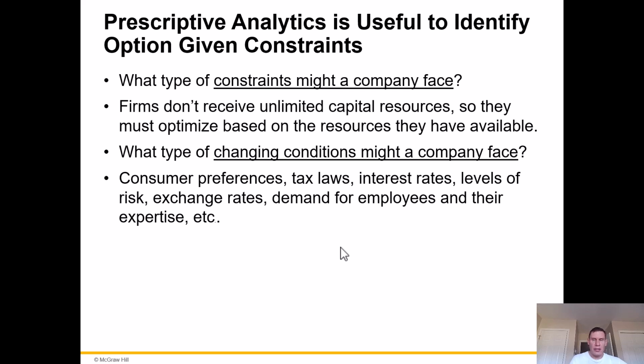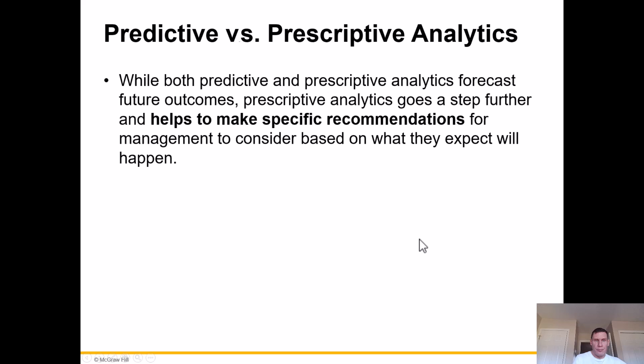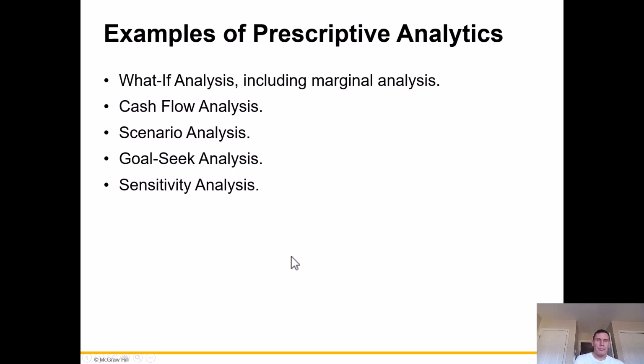So what type of changing conditions might a company face? So a lot of things, right? Consumer preferences, tax laws, interest rates, risk levels, exchange rates, demand for employees and their expertise, and a lot more. Now, with respect to predictive versus prescriptive analytics, while both of these forecast future outcomes, prescriptive analytics goes a step further and helps to make specific recommendations for management to consider based on what they expect will happen.